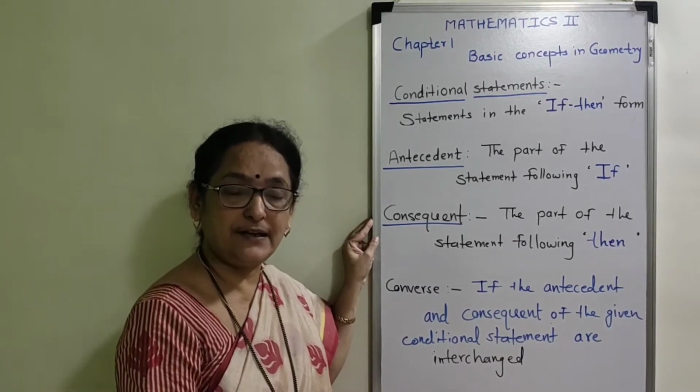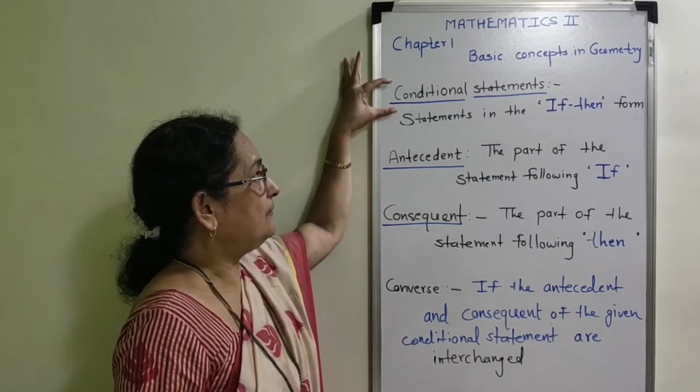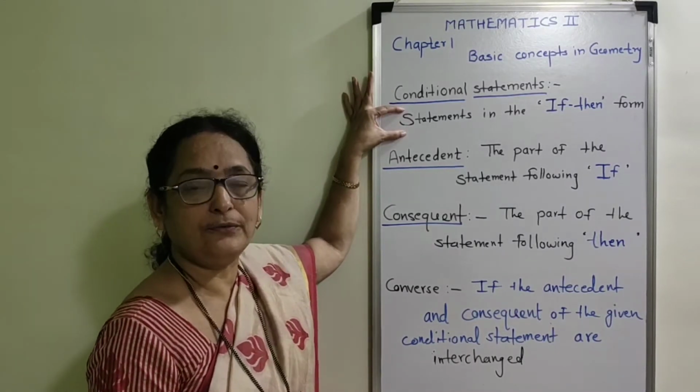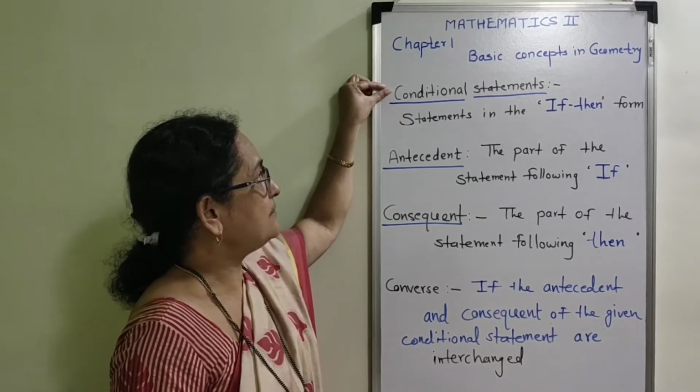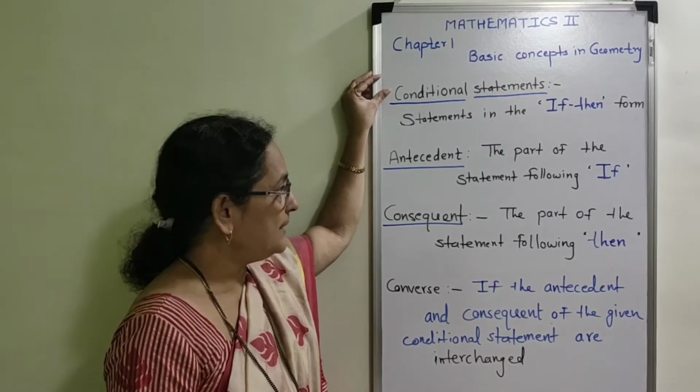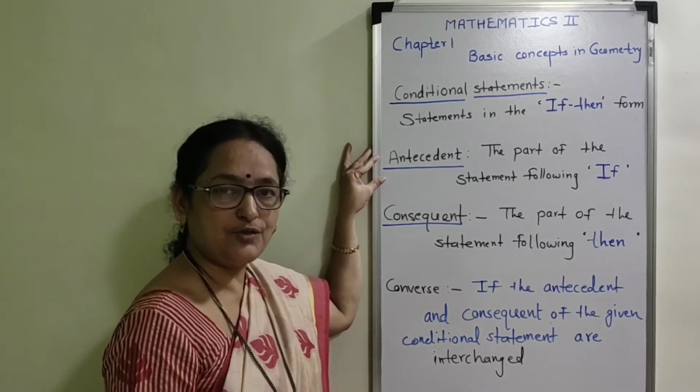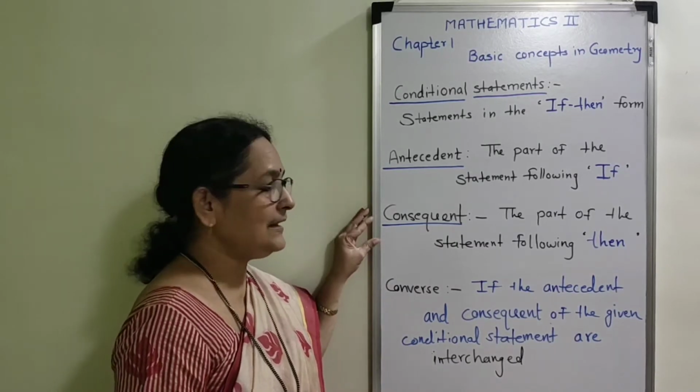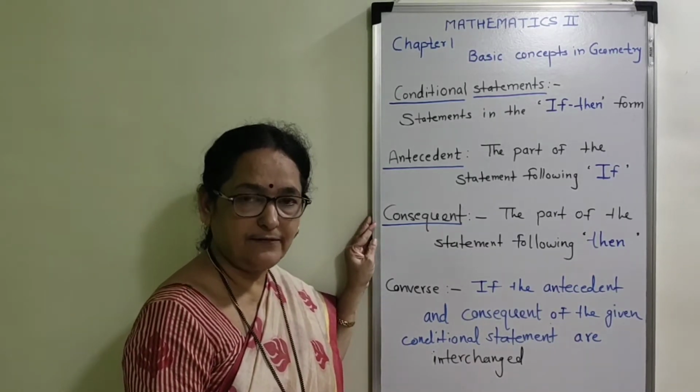Please try to understand it very well, that when the statement is of the if then form, that statement is said to be conditional statement. If part is said to be antecedent and then part is said to be consequent.